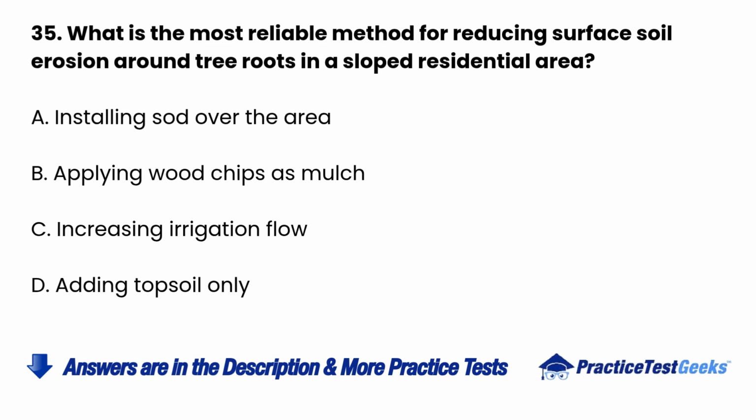35. What is the most reliable method for reducing surface soil erosion around tree roots in a sloped residential area? A. Installing sod over the area. B. Applying wood chips as mulch. C. Increasing irrigation flow. D. Adding topsoil only.